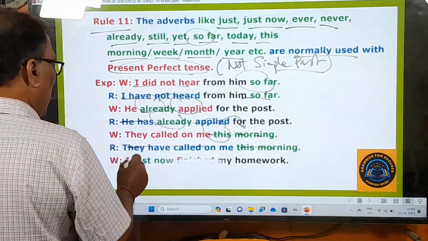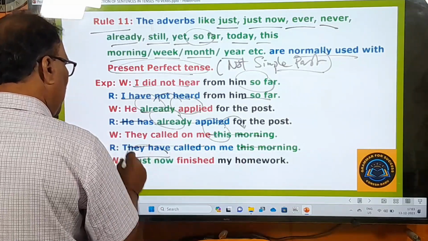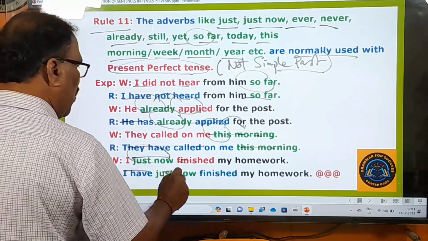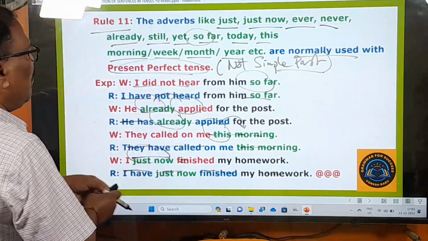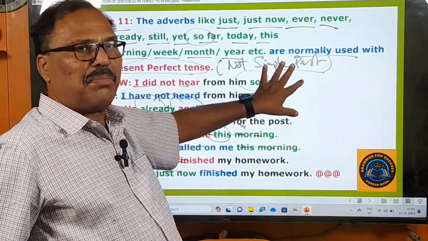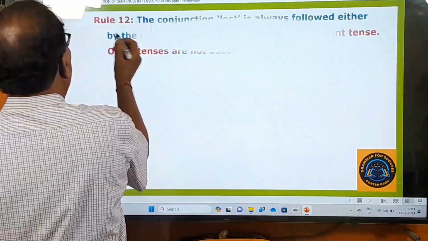And then comes, I just now finished my homework. With "just now", you should not use simple past tense. We have to say present perfect: I have just now finished my homework. So in this way, with these adverbs, we should use only present perfect and not simple past. Okay, right.